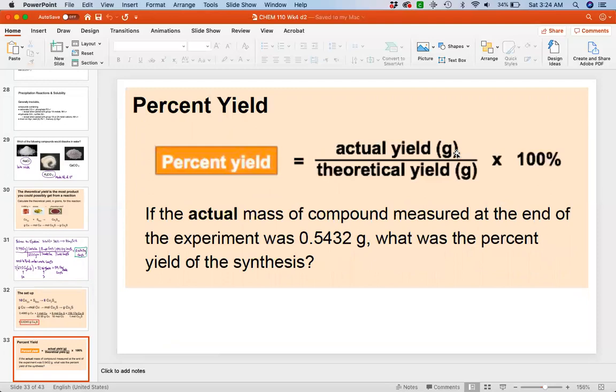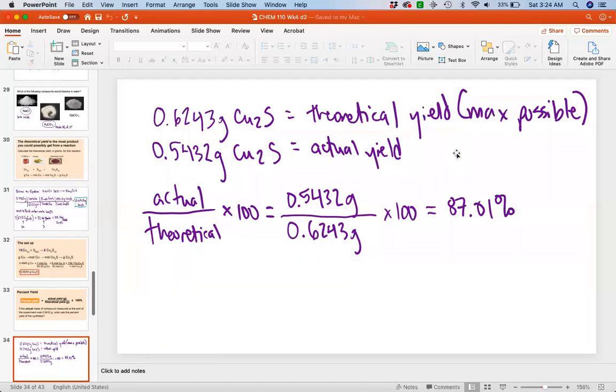If we think about percent yield though, in reality, our theoretical yield is the maximum yield that's possible, but percent yield is what actually happens. So if the actual mass of a compound measured at the end of the experiment was 0.5432 grams, then to calculate the percent yield, we would use the following equation.